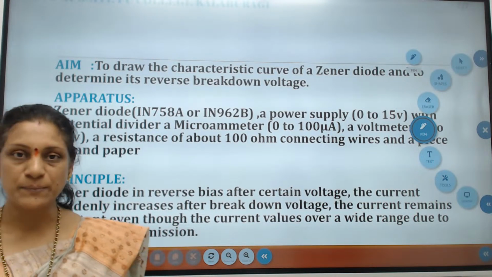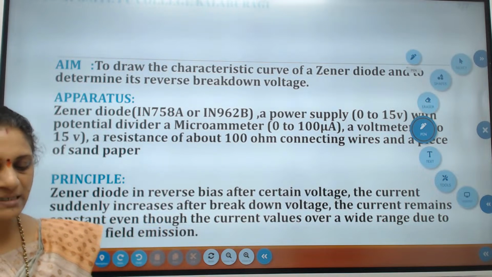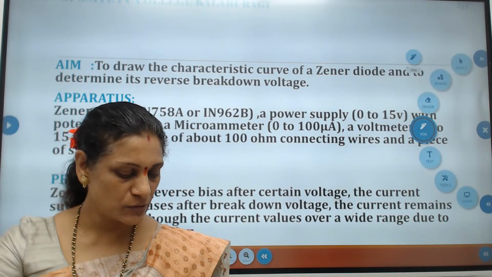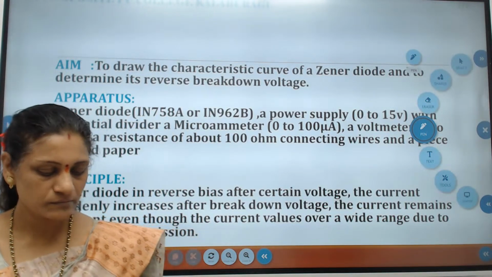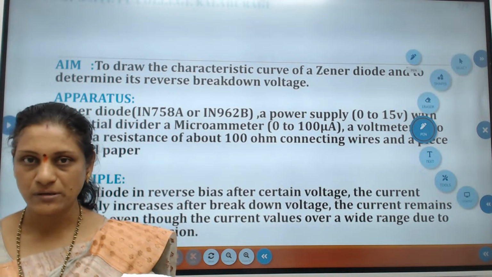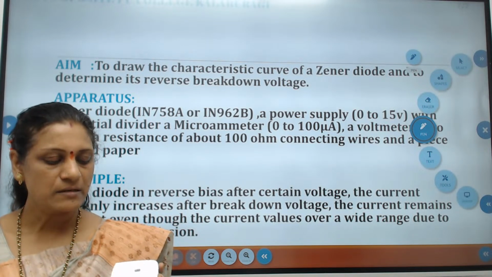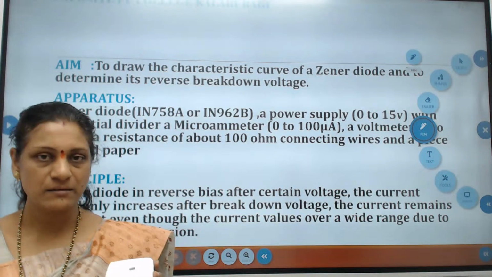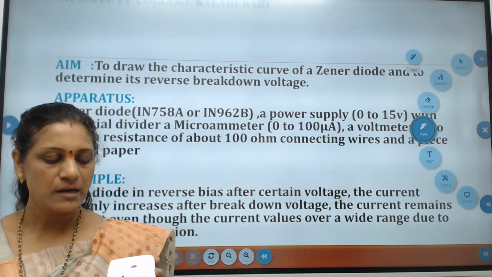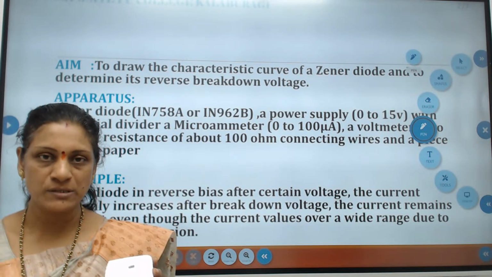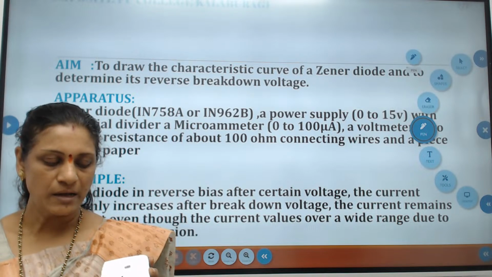And what apparatus do we need? We need the Zener diode. This is our Zener diode. If we observe here, one black ring is there. This black ring indicates the negative terminal of the Zener diode, and the other terminal is the positive terminal, which is the anode, and the black ring is the cathode terminal.